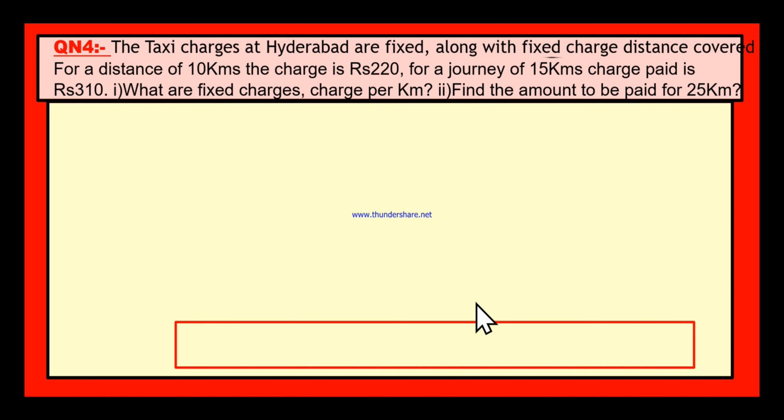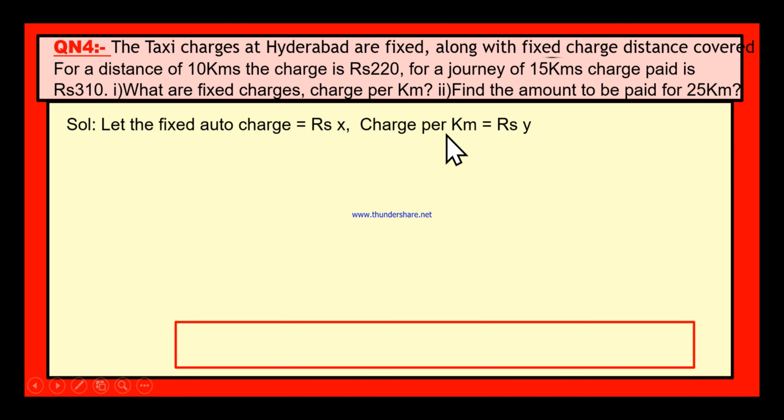Okay. Here there is a fixed charge and there is a charge for each kilometer. For example, if you get into the auto, you should pay minimum 30 rupees. Then basing on the distance traveled, you have to pay additional charge. Like that the charges may be fixed. Here in this case, let us assume that the fixed charge is equal to some x rupees. Let the charge per 1 kilometer is equal to y rupees. Here fixed charge is x and charge per 1 kilometer is equal to y.